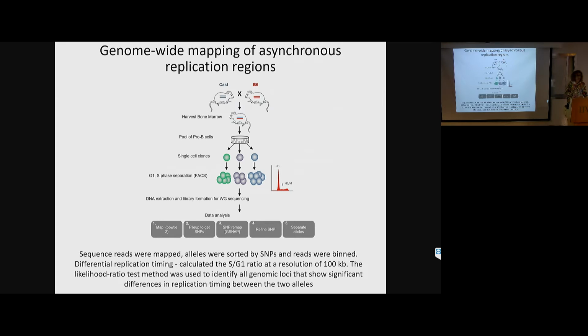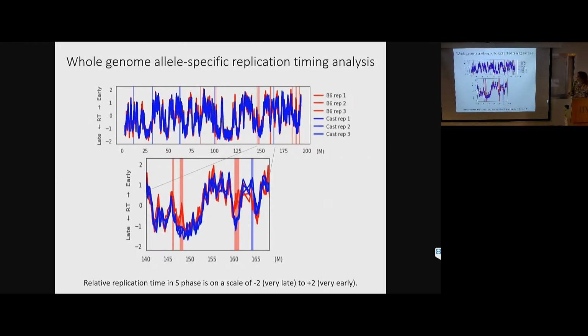So once we get all the reads, we divide the reads according to alleles, and we also calculate the replication time if we have a change in the ratio of the counts that we get in S versus G1. And this is the map that we get. For each cell or clone that we do, we have 3 replicates.